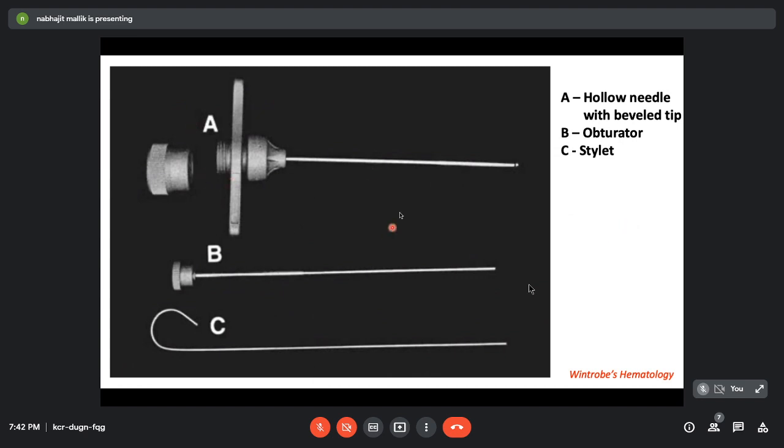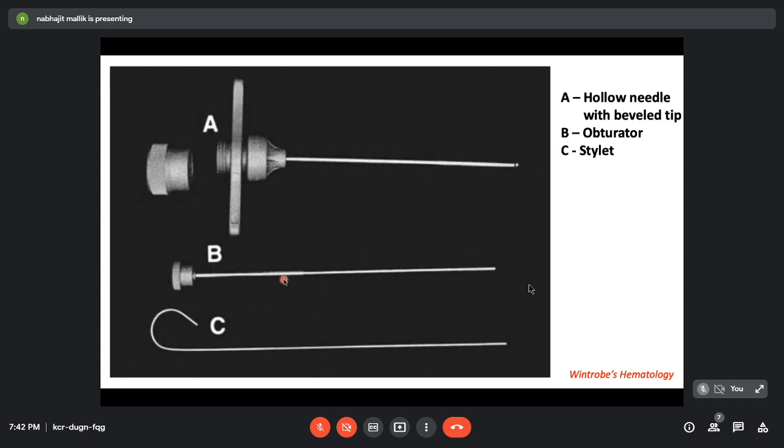So there are 3 parts. The first is the hollow needle with a beveled tip. There's a beveled tip at the edge. This is the hollow needle, and the obturator is something that goes inside the needle and blocks this hole while we are entering the bone. And once we are doing the procedure, this obturator has to be removed.